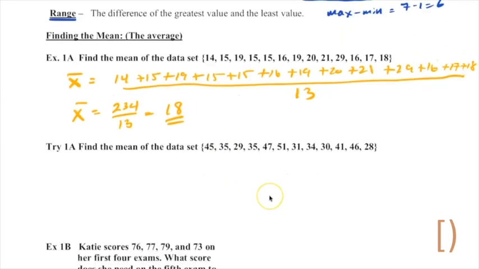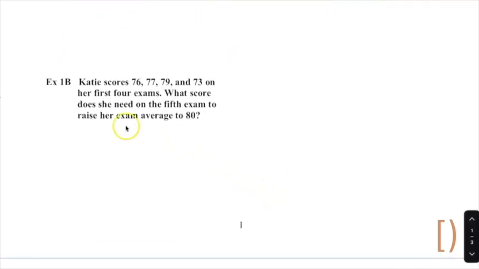Let's skip the next one. It's more of the same. Let's move on from here. Let's just do this example. Katie scores 76, 77, 79, and 73 on her first 4 exams. What score does she need on her 5th exam to raise her average to an 80%?